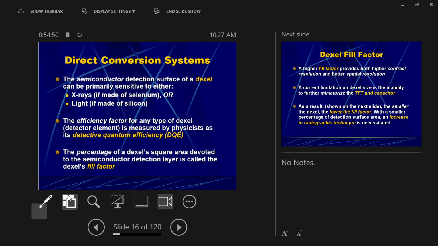What you would want is for all of the dexel to be all detector, right? But it can't be, because there are two other pieces that have to be in there: the switch, the transistor, and the capacitor. It's a problem. Because you don't have all that space. So let me show a picture here.